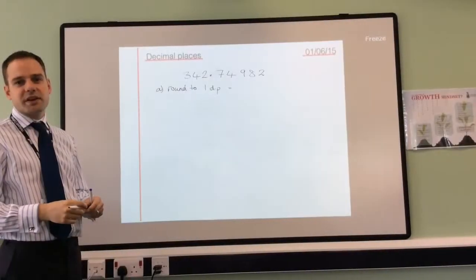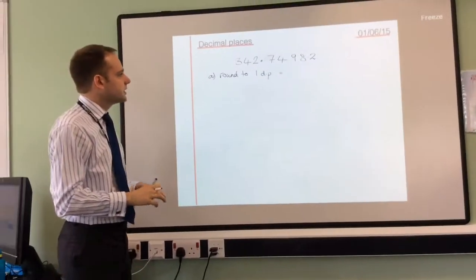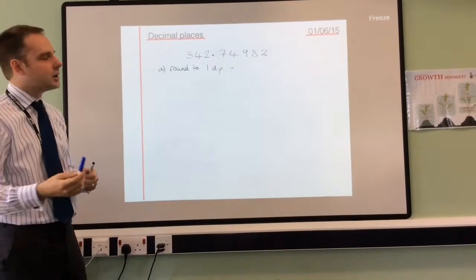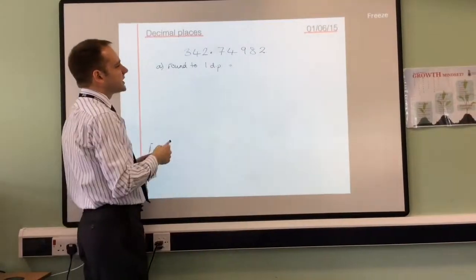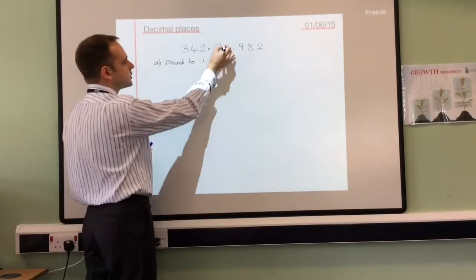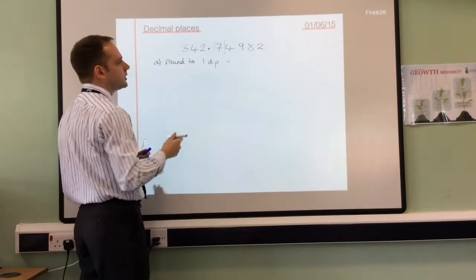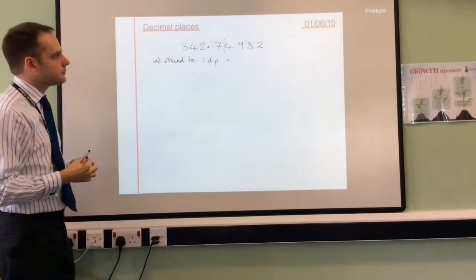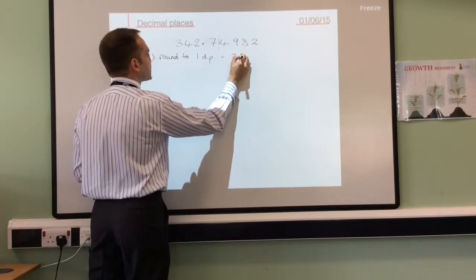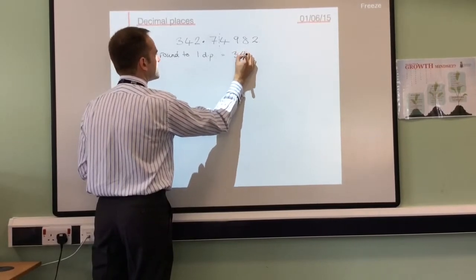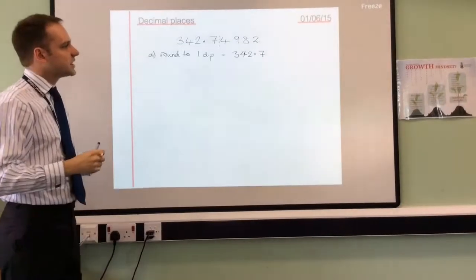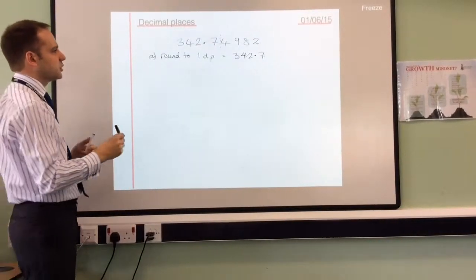Okay, so the method that I'm going to recommend that you use here is to put a little dotted line where you want to start your rounding. We're looking to round to one decimal place. We look for the decimal point. We've got one decimal place afterwards. Here is where we're going to do our rounding. So when we round to one decimal place, we're going to get 342.7. That's nice and simple, just one decimal place.